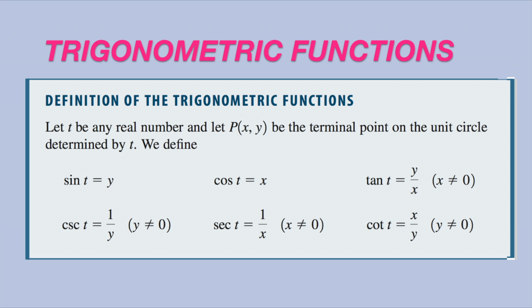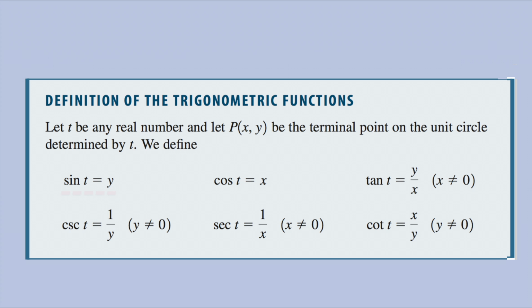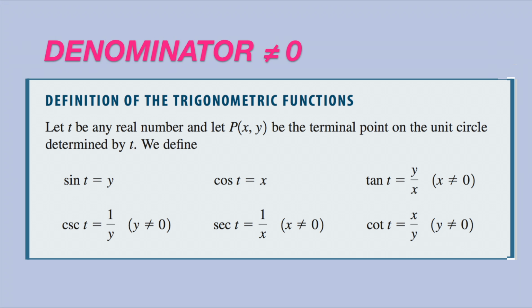t, we define the trigonometric functions as sine t equals y, cosine t equals x, tan t equals y over x, cosecant of t equals 1 over y, secant of t equals 1 over x, and cotangent of t equals x over y. Keep in mind the restricted domain. The denominator cannot equal 0.